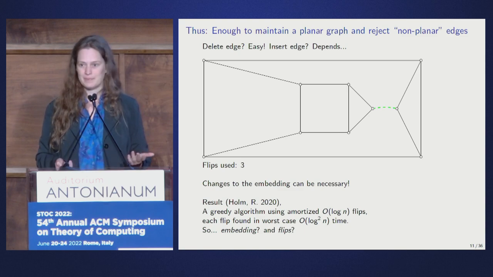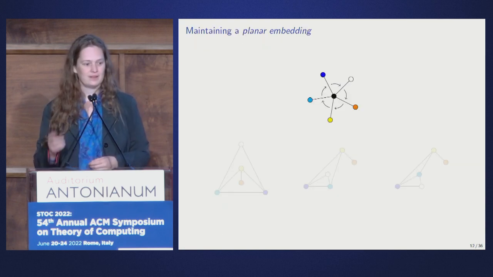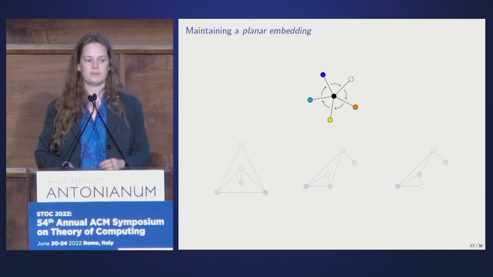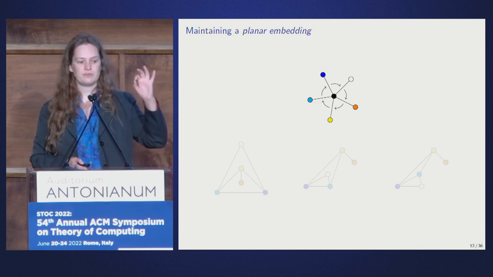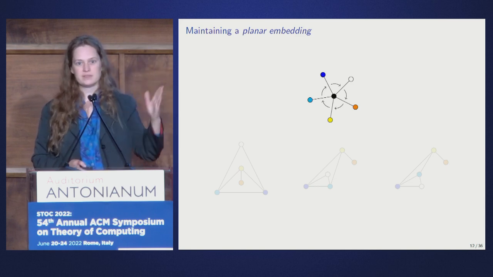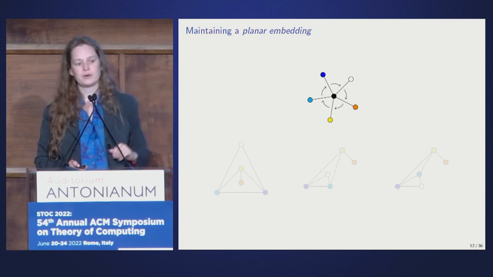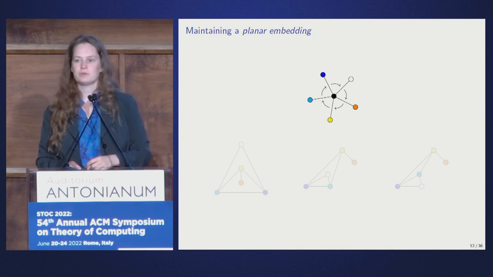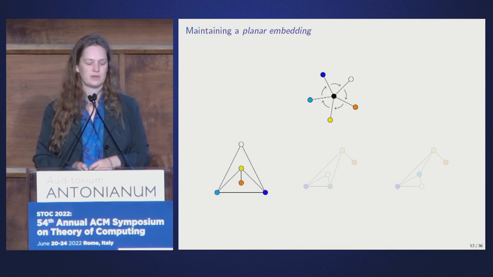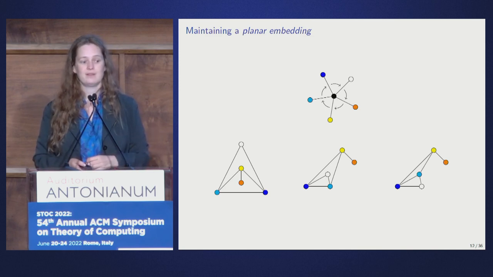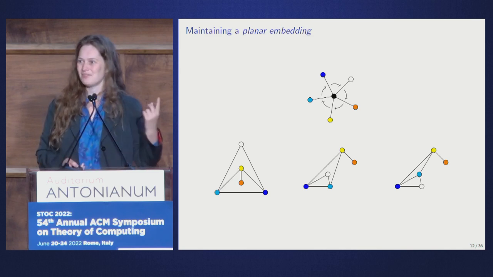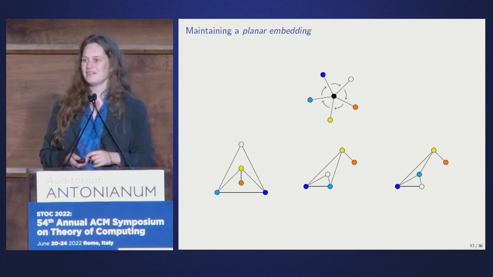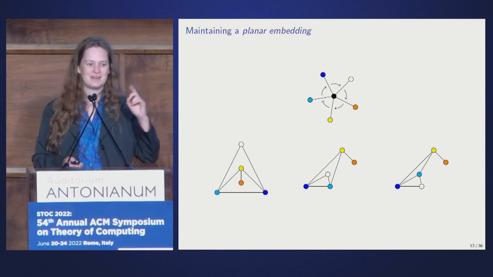So embedding and flips. Right, so when I say embedding, I mean combinatorial embedding. So you got a vertex and you got the edges around the vertex and you want a circular ordering around the vertex of which edge goes between which other edges. Okay, so think of these three embeddings of the same graph. Can you tell me which ones? Are any of these identical? Are they all different, or what's going on? Think about it for a moment.